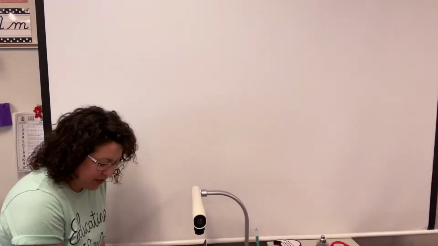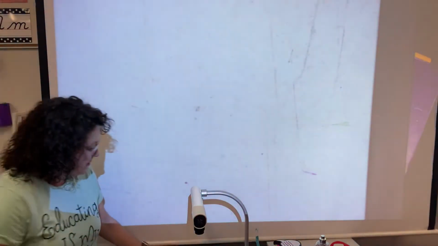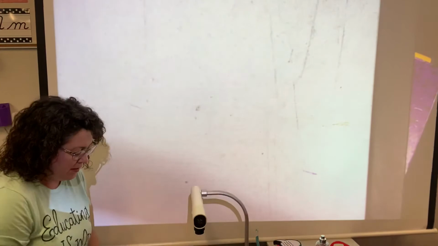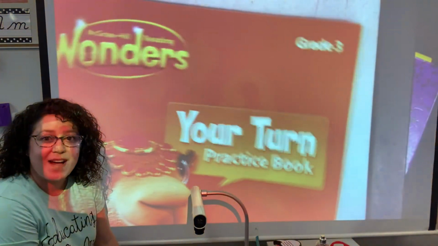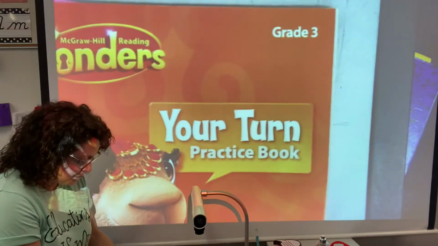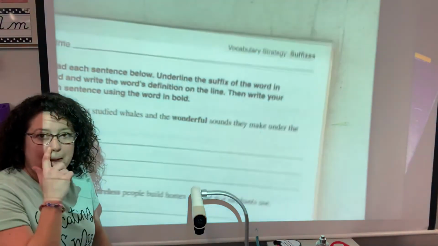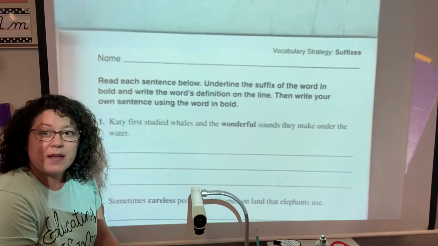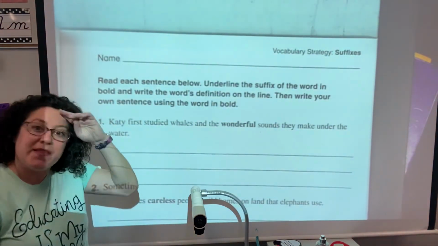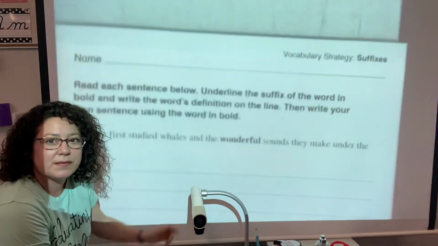So you are going to need your Wonders Reading Workbook. And of course, I'll put all the directions on Schoology. You've probably already seen them. Okay? And you're going to turn to page 87. And you're going to complete this page, and then we're going to check later on in the week. So let's go through the directions.